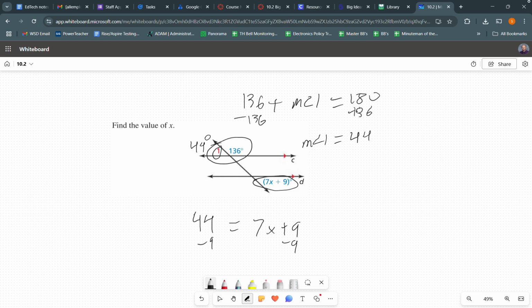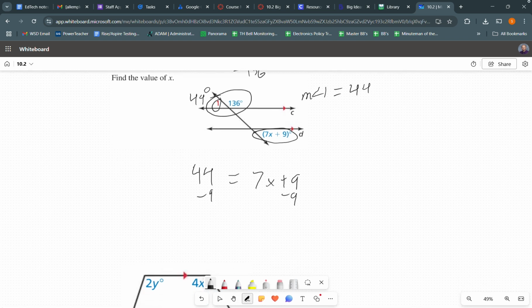So we'll subtract 9 from both sides. That gets us 7x left on the right-hand side, because 9 minus 9 is 0. 44 minus 9 is 35. We'll divide by 7, and we end up with x equals 5. So that is our solution to that question right there.